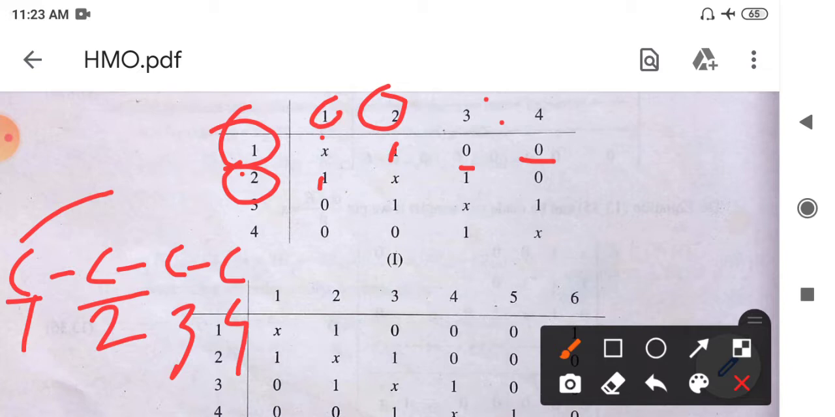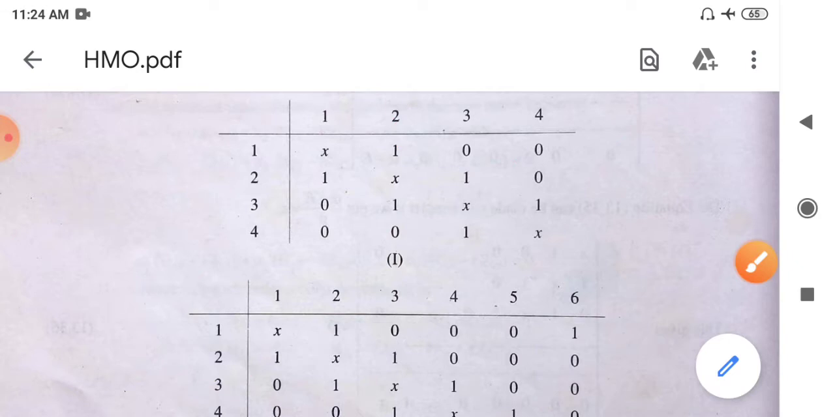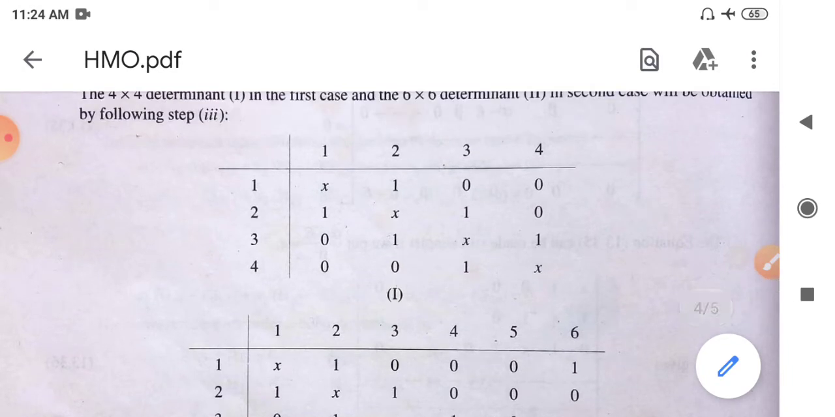Now similarly for the second carbon atom: it is attached to the first carbon atom, yes. Then it is attached with itself, yes. Then for the third it is attached, yes, so it should be 1. And whether the second carbon is attached to the fourth carbon atom, no, so it should be 0. Now the third carbon atom is attached with the second and fourth, so diagonally it should be x and adjacent it should be 1 1. And the fourth carbon atom is directly attached only to 3, so it should be 1 and x for itself. So this is the secular determinant that we will obtain for the 1,3-butadiene system.